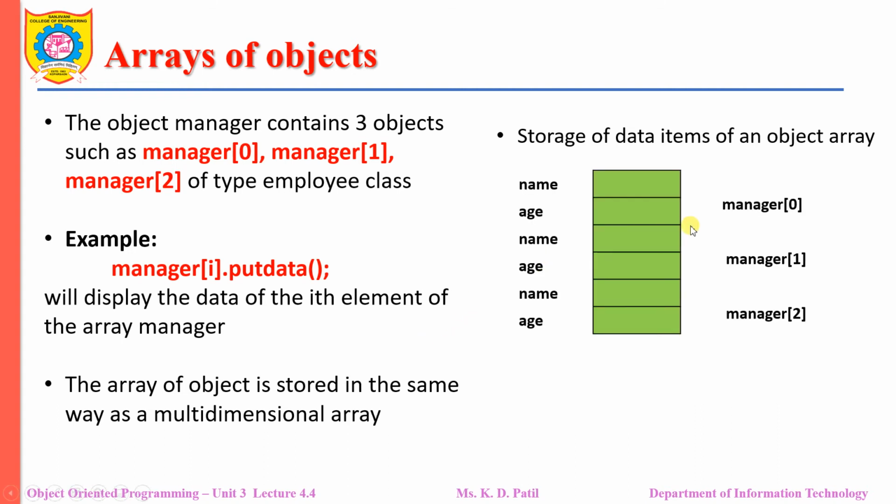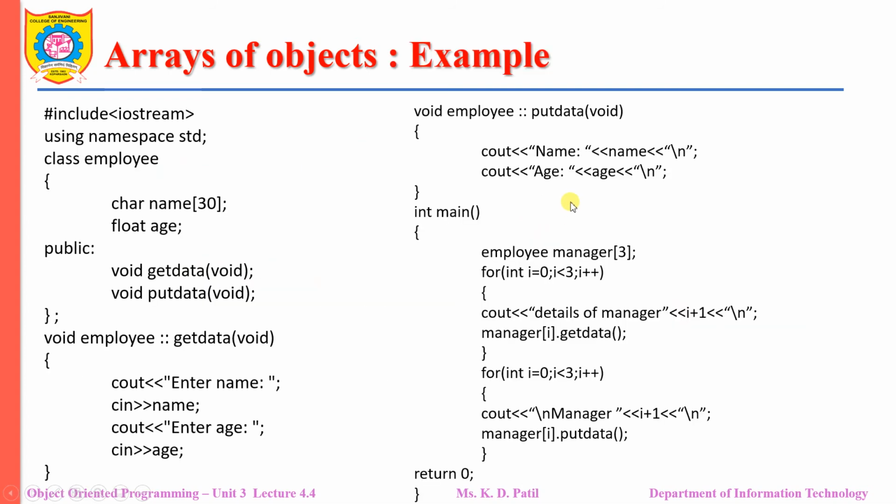Now for example, I have a manager object here, and the size of that manager object is 3. So I will get the index of the manager object as manager of 0, manager of 1 and manager of 2, and each item of that manager object consists of the name and age as the fields. Okay, now let us see the simple example.